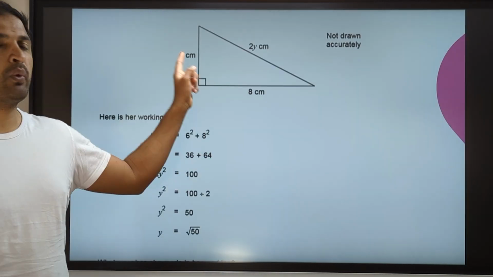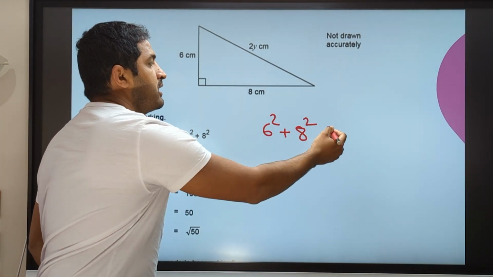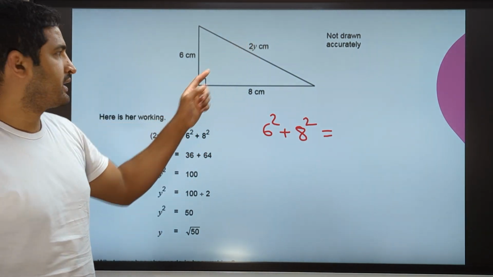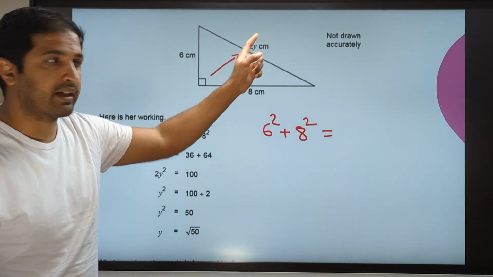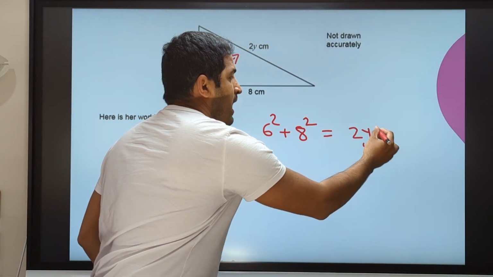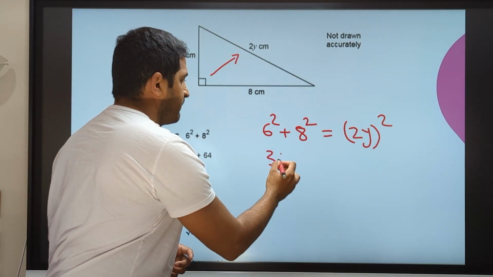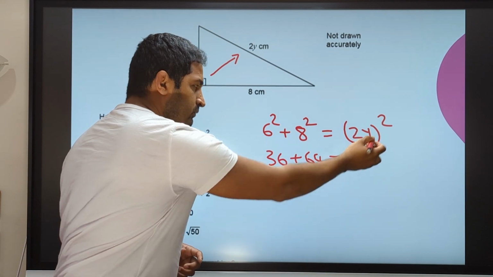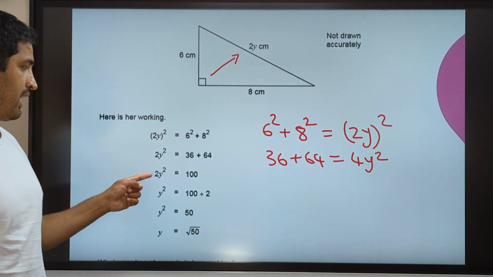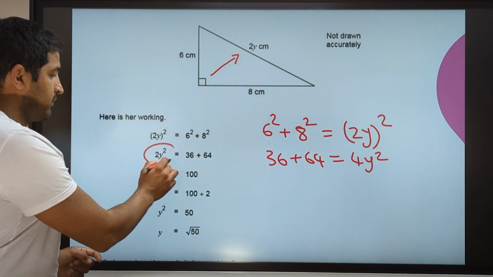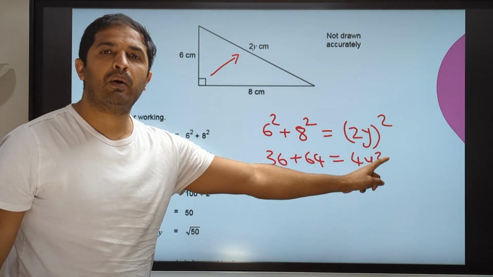Square the 2 small sides, so we do 6 squared and 8 squared. Add them together. That gives you the square of the biggest side. The biggest side is the one opposite the 90 degree angle, opposite the right angle. So that should give you 2y, all squared. And then we expand these things and say we got 36 plus 64, and expand that, it gives you 4y squared. And at this point, I know this is where the mistake is. It should have been 2y times 2y, which gives you 4y squared.